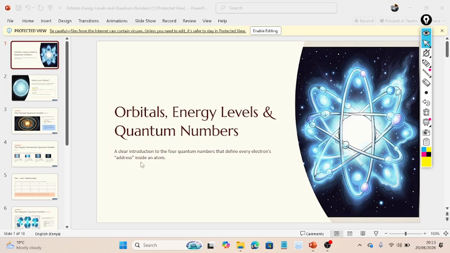So we are going to have a clear introduction of the four quantum numbers, and then we are going to define what each of the quantum numbers is going to address as far as our electron addresses are concerned.